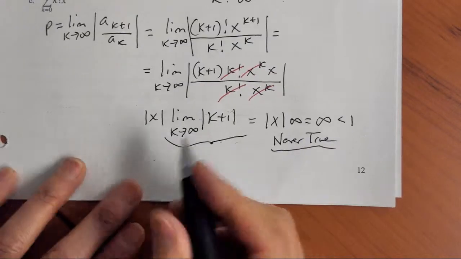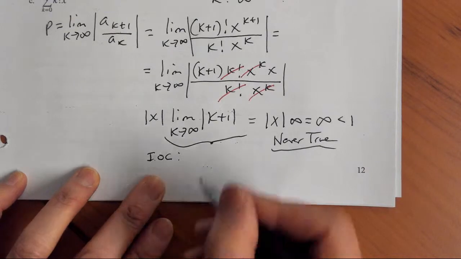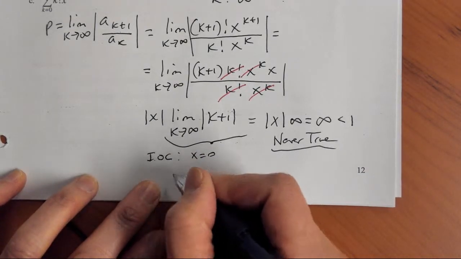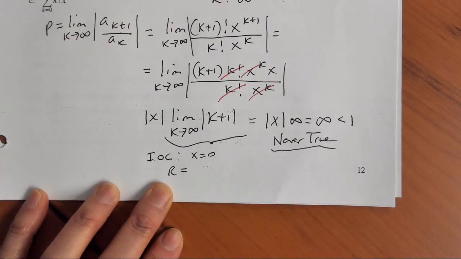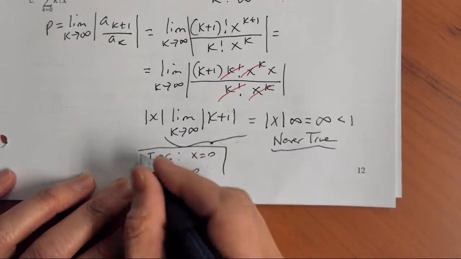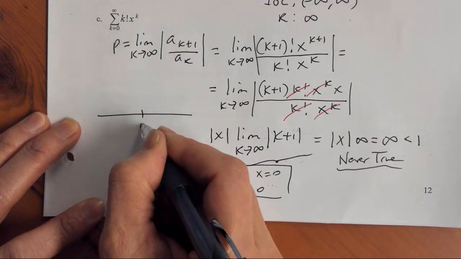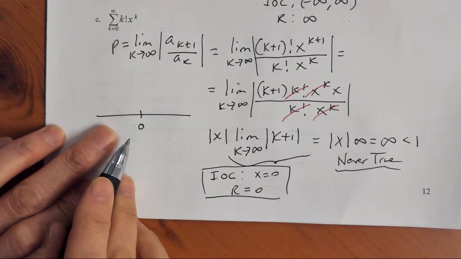All right, so then we would say the interval of convergence would just be at the single point, x is equal to 0, and the radius of convergence is equal to what? 0. So if I were to look at this here, it'll just be this. That's it. One itty-bitty part right there.